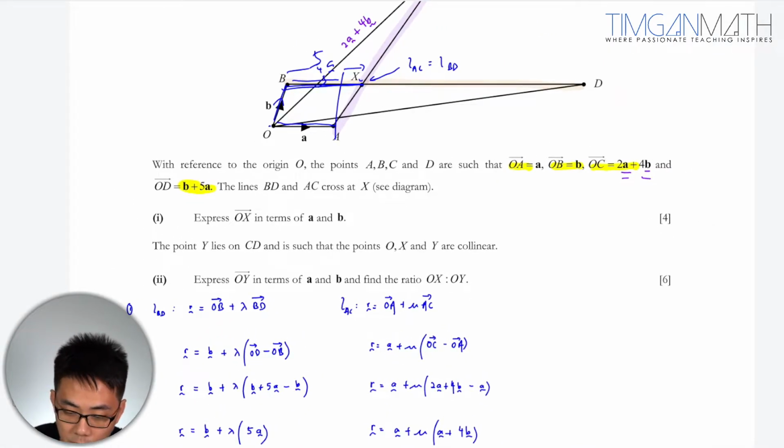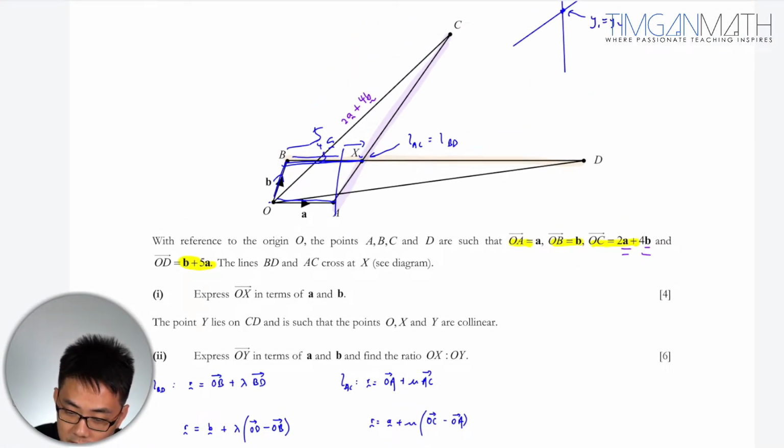So let's look at part 2. Point Y lies on CD. So where's CD? CD is this C to D here. I draw the line here, C to D.